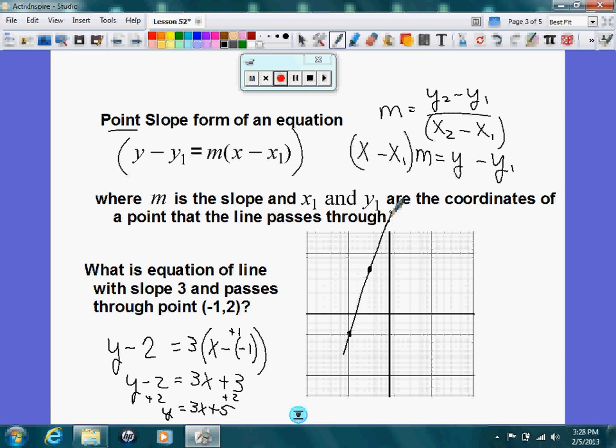It has a y-intercept up here somewhere. What is that? The y-intercept would be 5. So this is 1, 2, 3, 4. Sure enough, about 5. Right there.